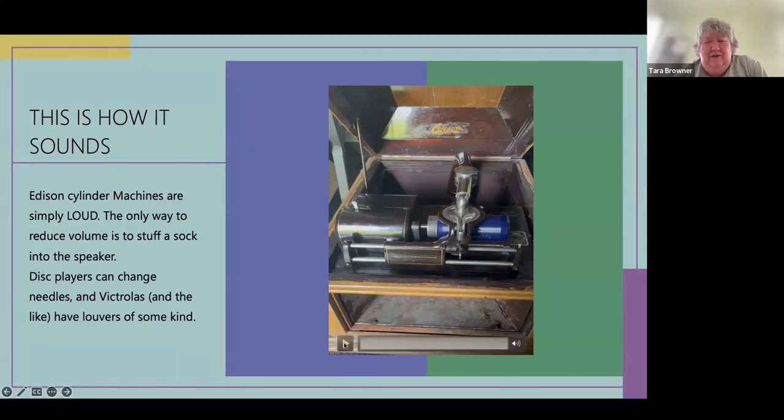So this is just a little bit of it. It's going to sound like the machine is really loud at first. But then what happens is the song is louder. So you actually don't hear the machine noise once it gets going.